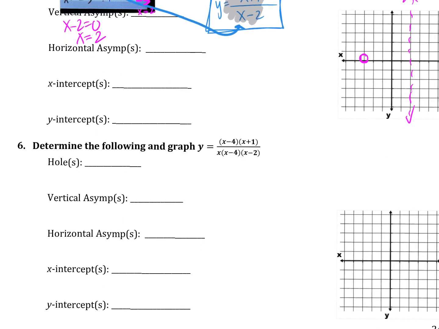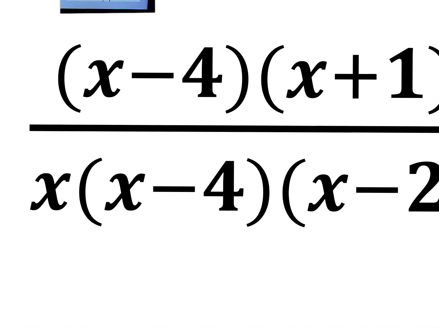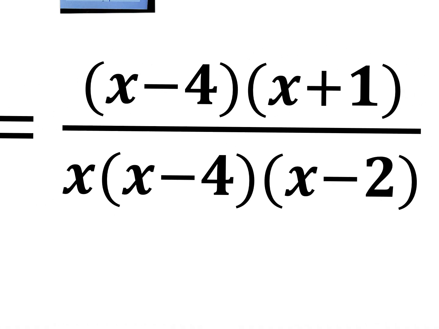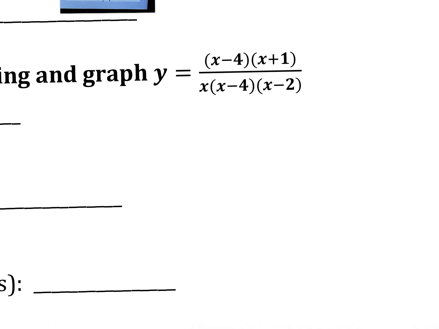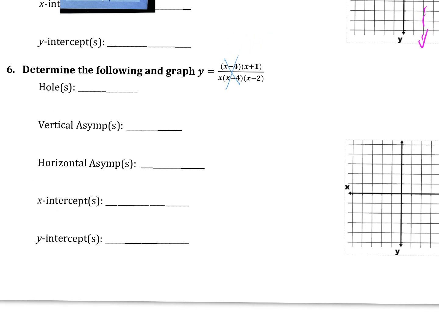Okay, this guy. Did I already factor it for you? Is there a hole? Is there a common factor on the top and bottom? Where do we think that hole is going to be? At X is 4. I'm going to say that there's a hole when X is 4, comma blank. I don't know what the Y is yet.